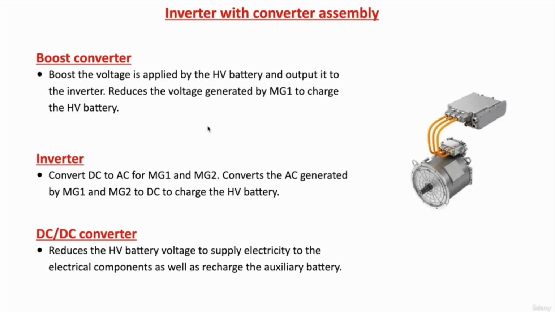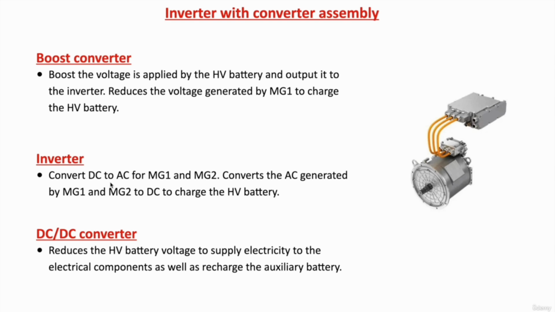Next, we have inverter. As the name suggests, inverter is used to convert DC to AC or AC to DC. The inverter converts DC to AC for MG1 and MG2. The battery has the capacity to only store DC current, and our wheels or our electric motor is driven by AC.